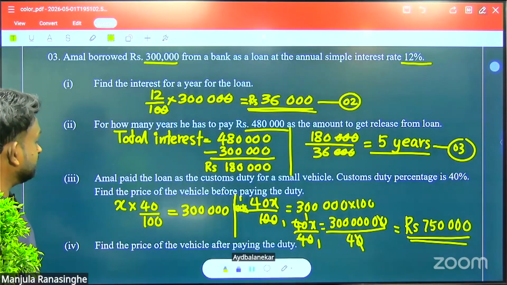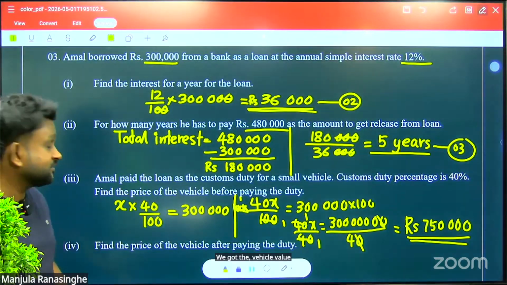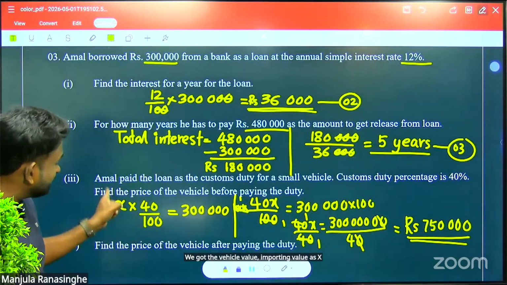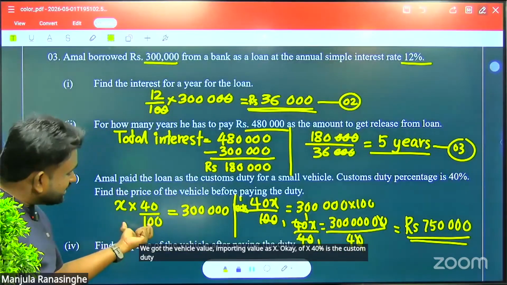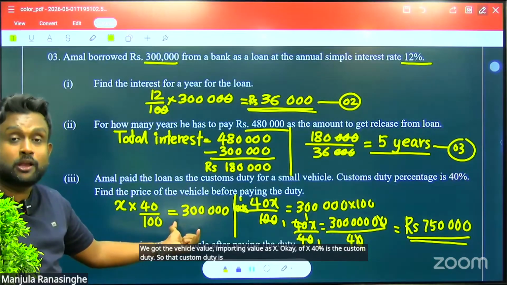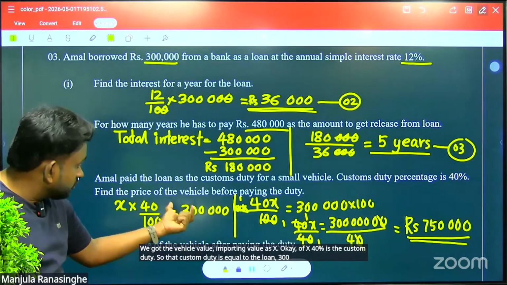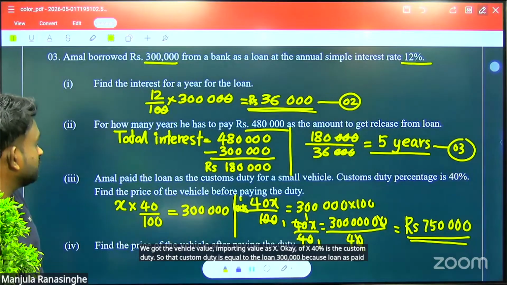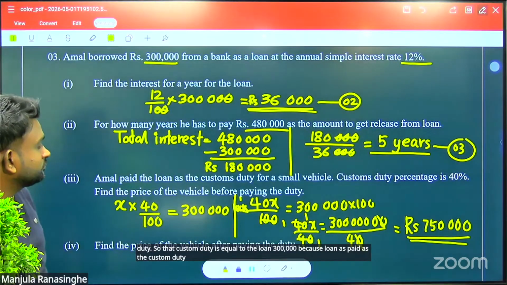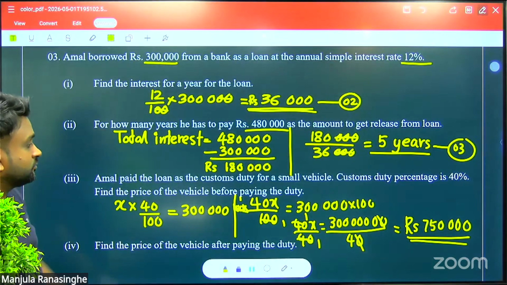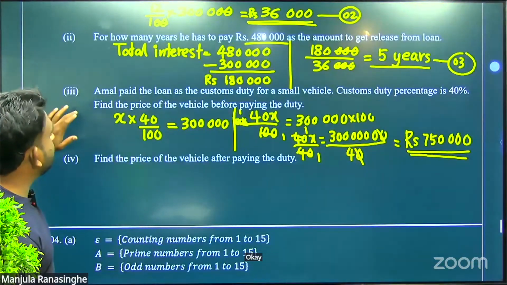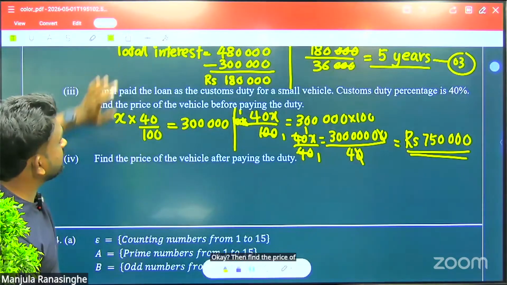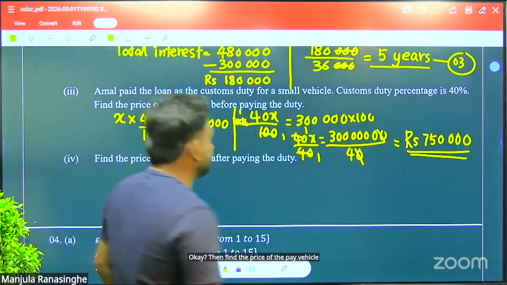We took the vehicle value, the importing value, as x. Of x, 40% is the custom duty. That custom duty is equal to the loan of 300,000, because the loan was paid as the custom duty. So 750,000. Then find the price of the vehicle. So here you have 3 marks.